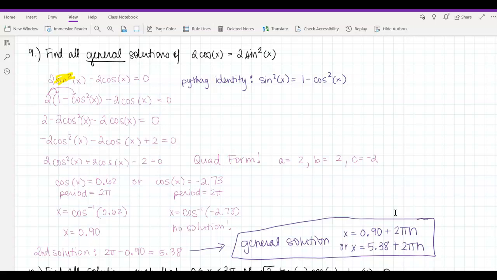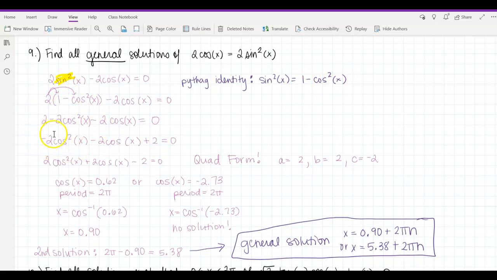This one's going to be a little similar to the one we just did previously, where we have one cosine and one sine squared. So I need those to be the same trig function. So I'm going to use that Pythagorean identity. Of course, first I set everything equal to 0 because I can't do quadratic formula or factoring or anything like that if it's not equal to 0. Then I replace my sine squared, so I have all the same trig function in cosine using that Pythagorean identity. Distribute my 2, that gives me a quadratic.